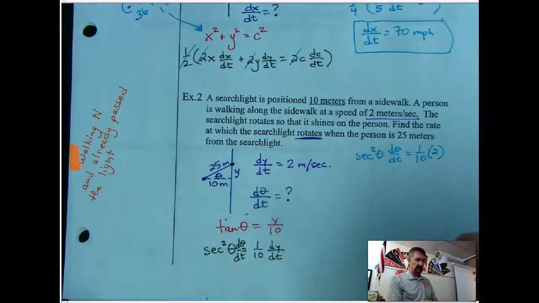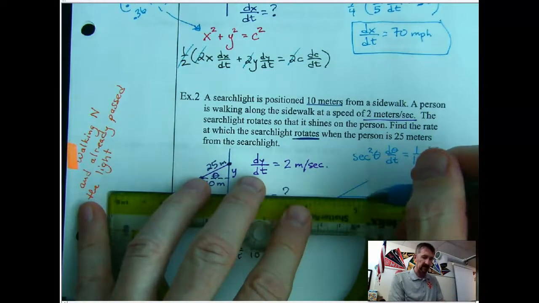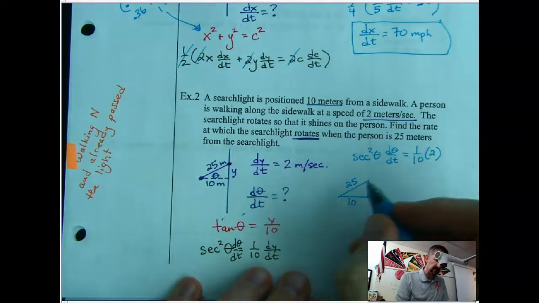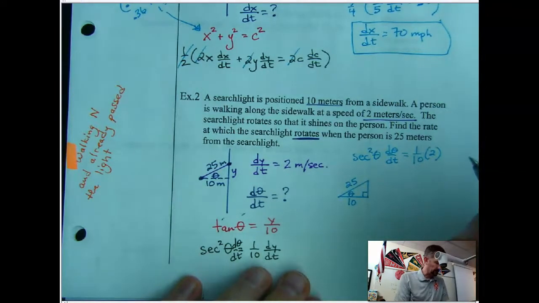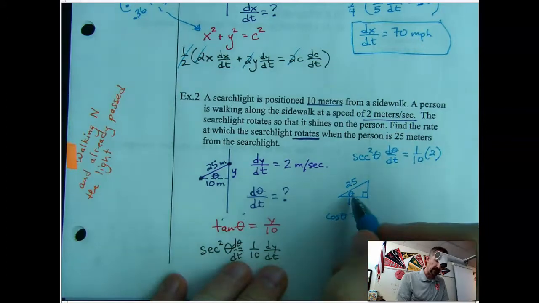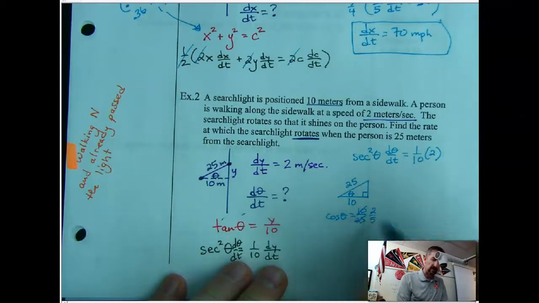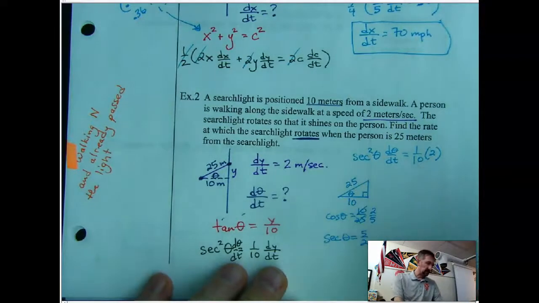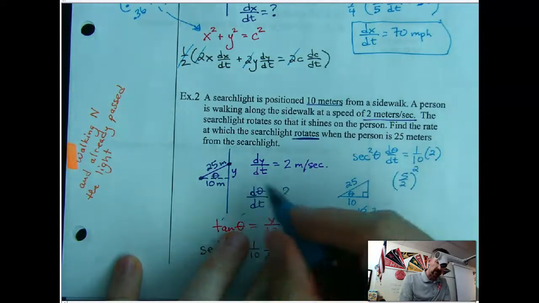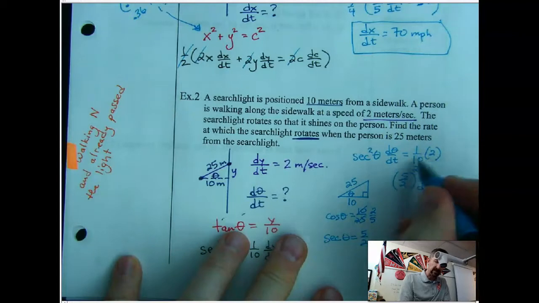All right. Now, question is, what is theta? But we don't actually need theta. We need the secant of theta. So if we go back to the triangle, when this is 25 and this is 10, cosine theta would be adjacent over hypotenuse. That would be 10 over 25, and that reduces to 2/5. But the secant is the reciprocal of cosine. So if we just flip that over, that's going to be 5 over 2. So now we know what secant equals. So secant is 5 over 2. We have secant squared, and we're trying to find dθ/dt. And if we multiply that, that's 2 over 10, which is 1/5.